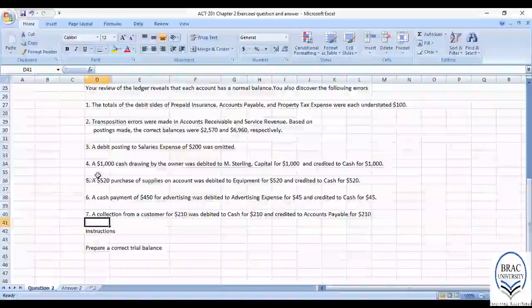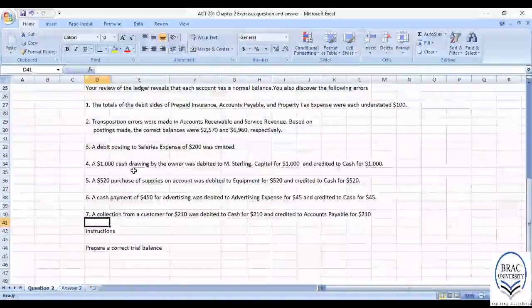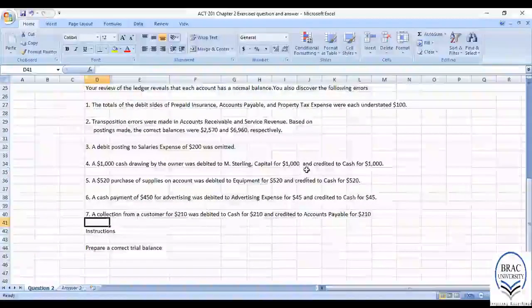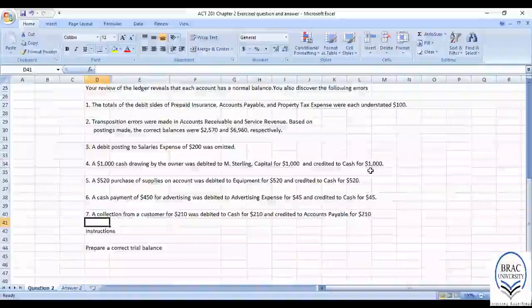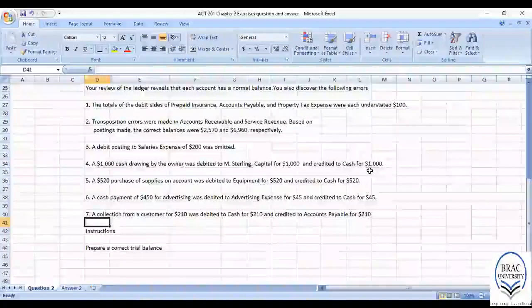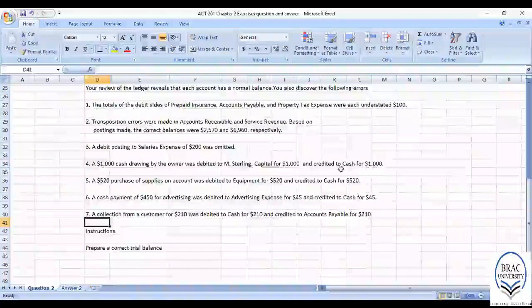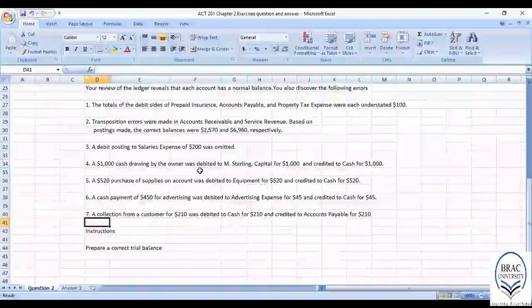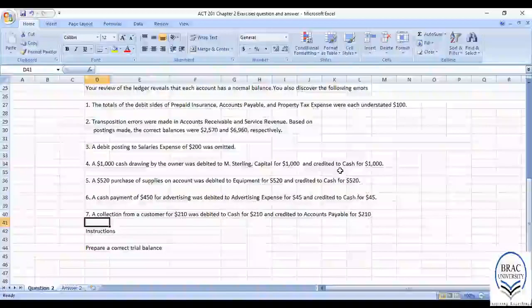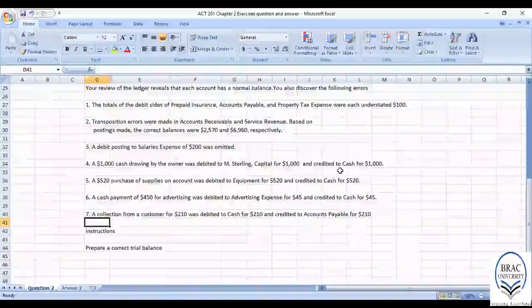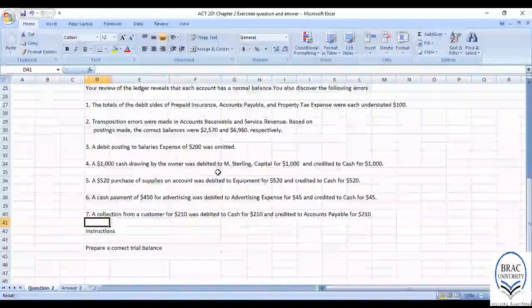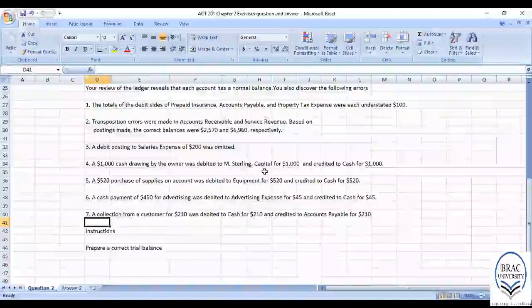The next issue says a $1,000 cash drawing by the owner was debited to M Sterling Capital for $1,000 and credited to cash for $1,000. In this case, the right journal entry should have debited M Sterling Drawing for $1,000 and credited cash for $1,000. But over here, they made a mistake by debiting M Sterling Capital for $1,000.